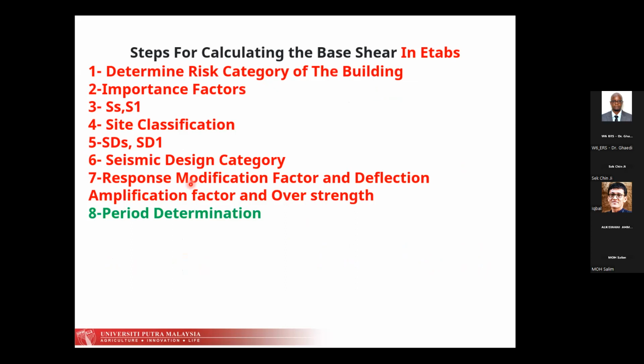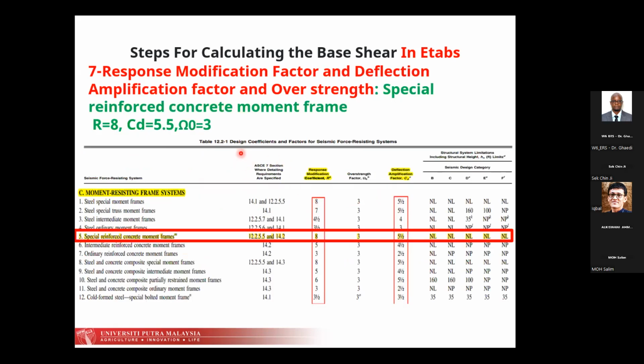Then we should select the response modification factor, deflection amplification factor and overstrength. This goes to table 12.2-1. And we see that our plan doesn't have a shear wall, so we should go for the moment resisting frame system. And why do we compute the seismic design category? We said it's guiding us on what to choose.